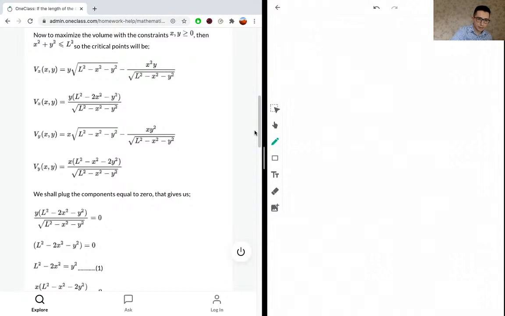So we'll set y times L squared minus x squared minus 2y squared. So the derivative of volume with respect to x, we'll set this to 0.